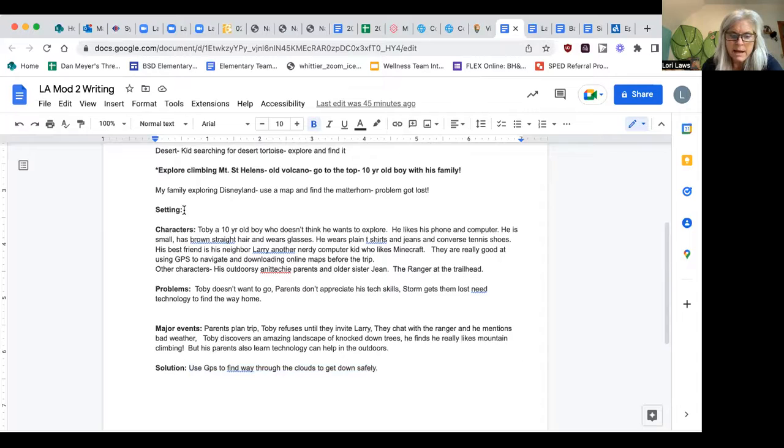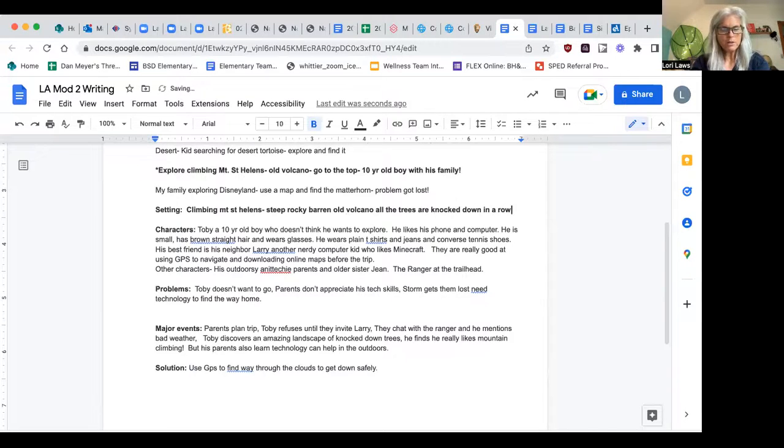It doesn't have my setting. I haven't finished filling that in. So climbing Mount St. Helens. It's a steep, rocky, barren, old volcano that blew up. So all the trees are knocked down in a row. All the trees got blasted down, so they're all lying on the ground.